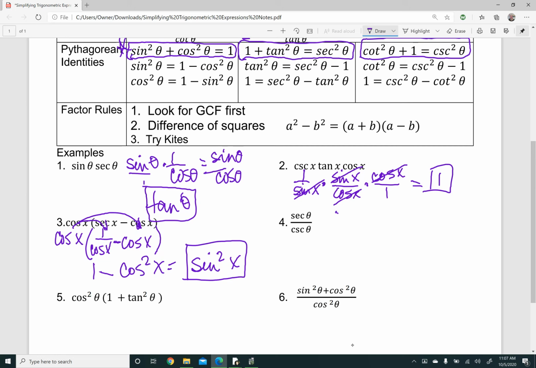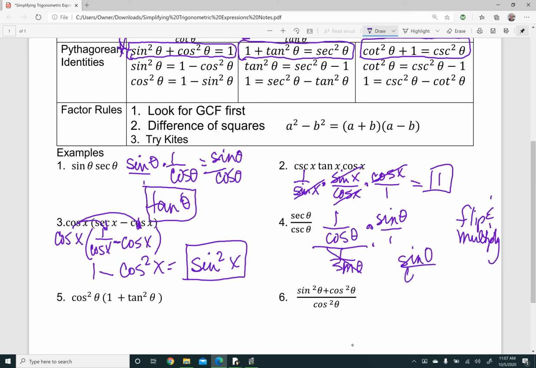So secant is 1 over cosine, divided by cosecant, which is 1 over sine. Anytime you have a fraction within a fraction, you flip and multiply. So flip and multiply. This becomes sine theta over 1, and I multiply this. So this now is sine of theta divided by cosine of theta. Well, that's back to tangent theta.